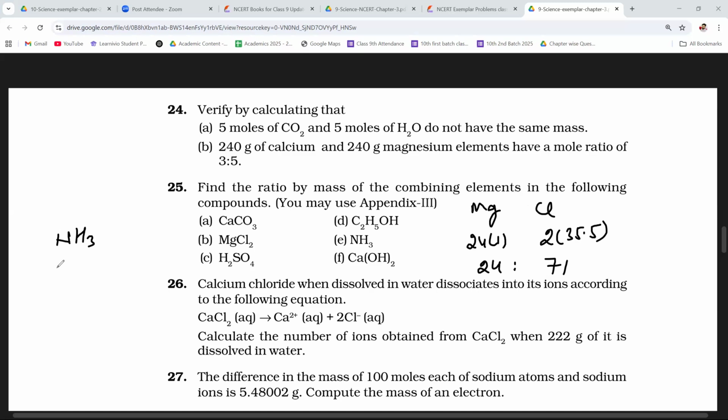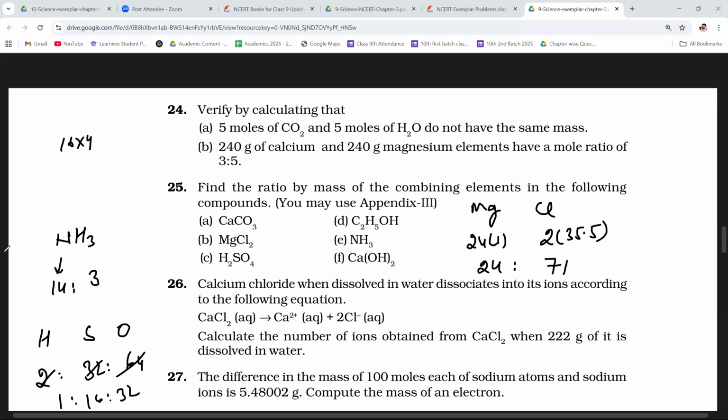I have a doubt. N is 14 and H is 3. There are 3 hydrogen, so 14 is to 3, because one hydrogen has 1 mass, so 3 hydrogen will have 3. H2SO4 means hydrogen, sulfur, and oxygen. Hydrogen has 2, sulfur is 1. I'm just writing it directly, but you have to do it by multiplication, the way we were doing previously. Sulfur is 32. Now there are 4 oxygen atoms. One oxygen atom has mass 16, so 4 will have 64. You cut it by 2, you will get 1 is to 16 is to 32. Got it?